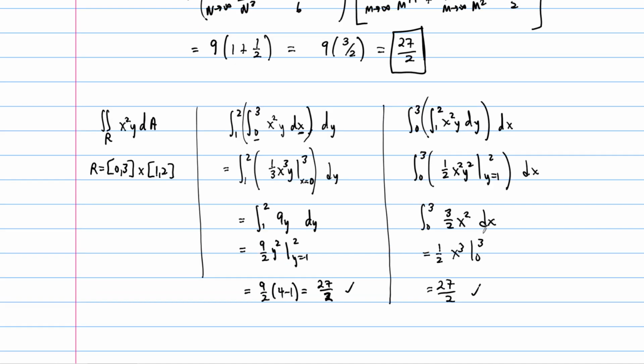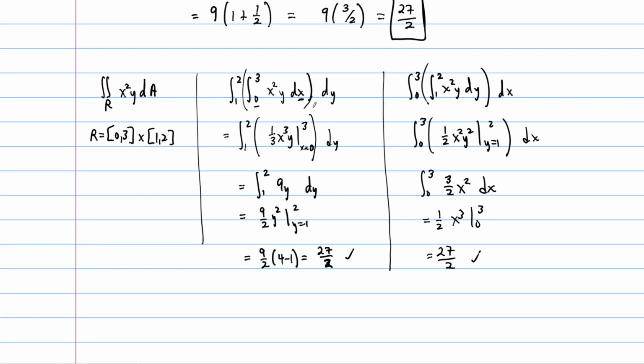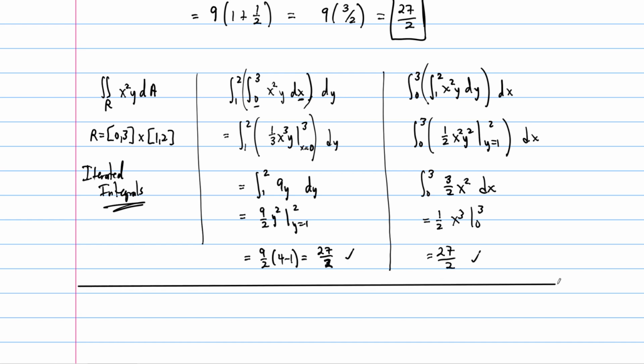All right, so Riemann sum definition: we found it was 27 halves. Iterated integral method. These are called iterated integrals. All right, for these iterated integral methods, we got the same thing, right? And so this leads us to kind of a version of the fundamental theorem of calculus for rectangles, at least for rectangles.